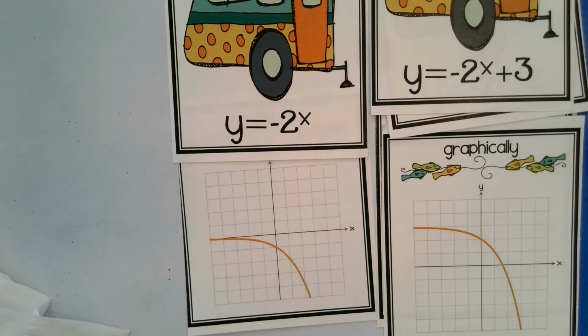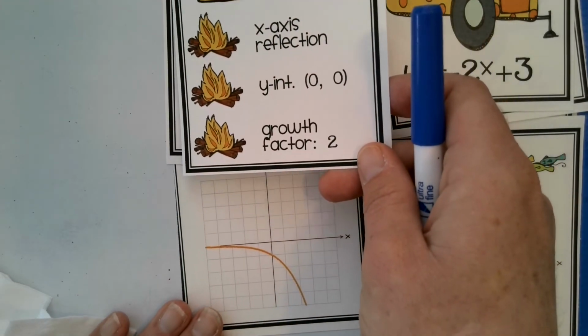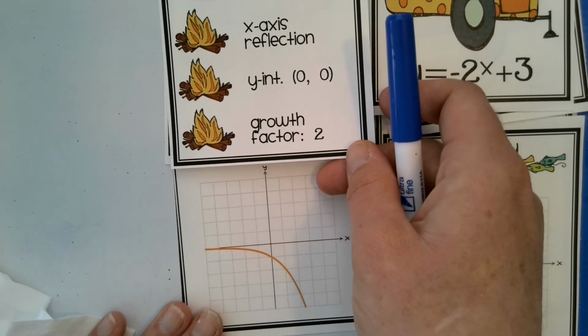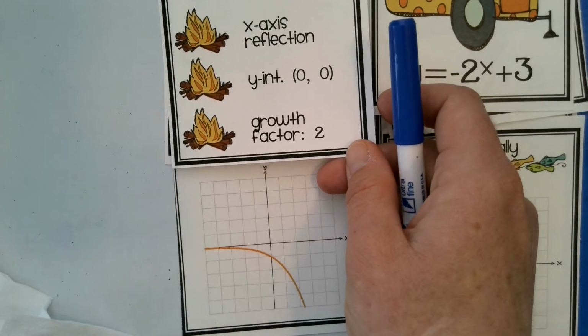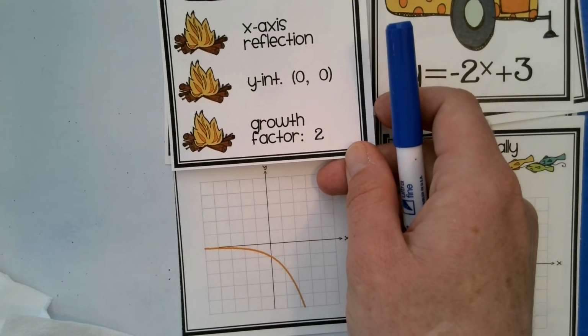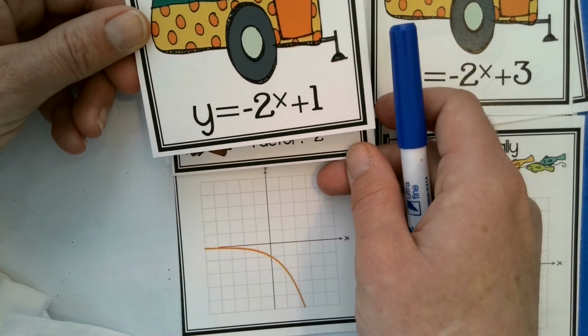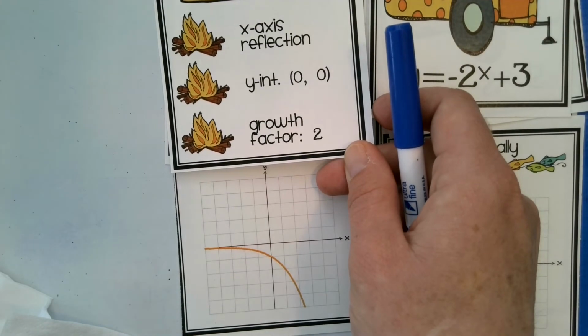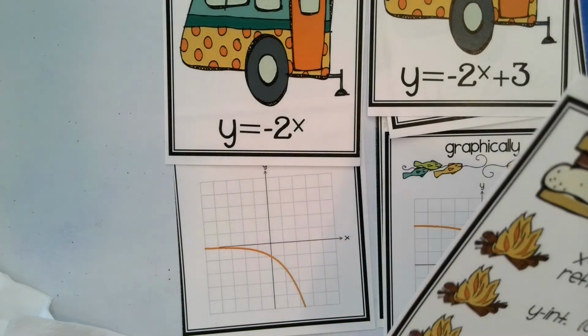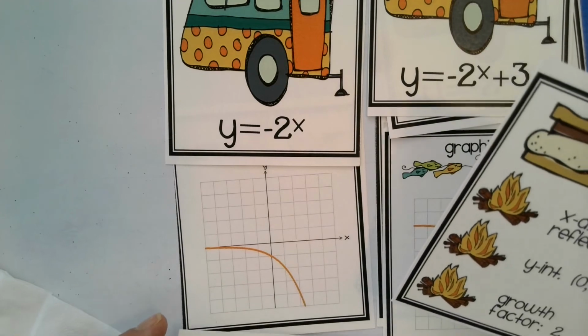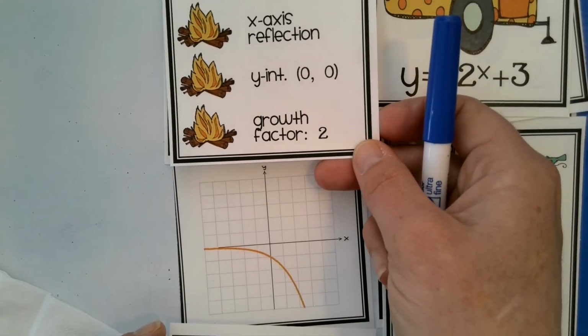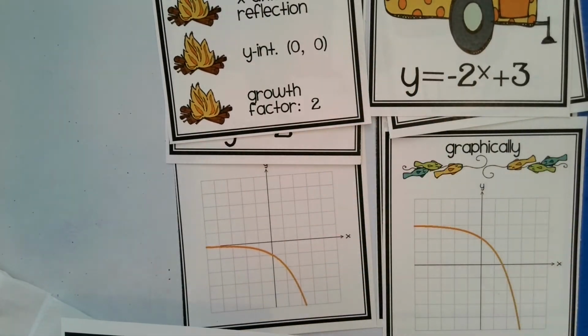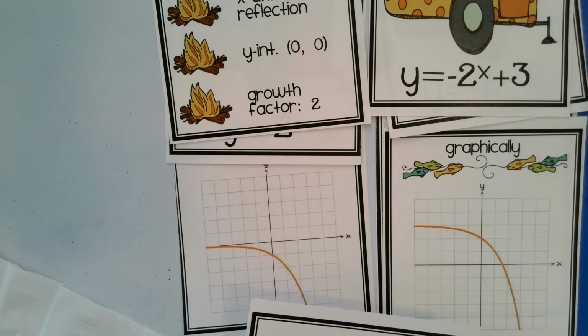So another way that you may see it is something like this, a verbal description. It's an x-axis reflection. So you're immediately going to know that it needs to be an equation that has a negative out in front of the 2x. The y-intercept is 0, 0. Okay, here's our basic equation. If we add 1 to that, would our y-intercept be at 0, 0? Yes, it would just move up one space up the y-axis. And so our y-intercept would be at 0, 0.